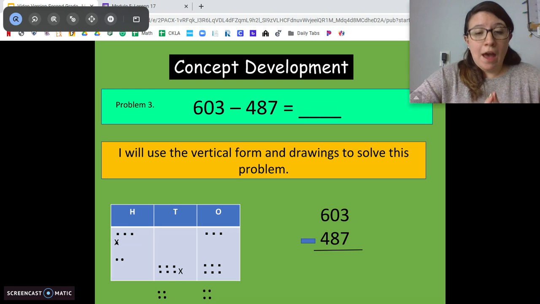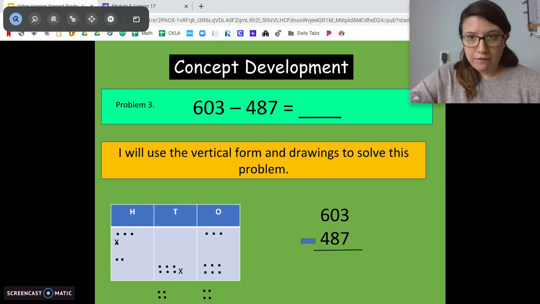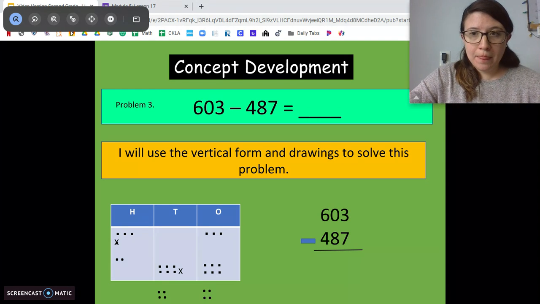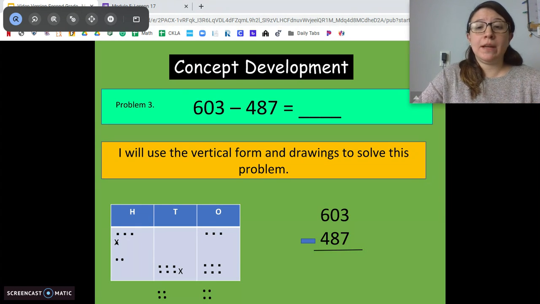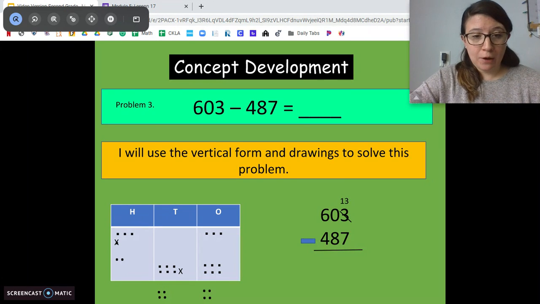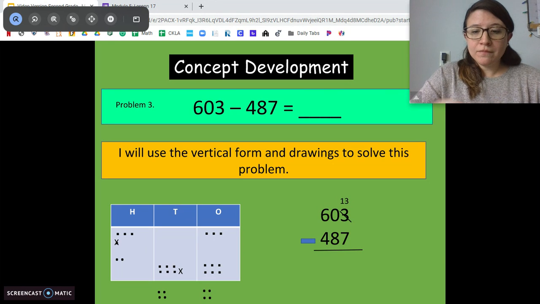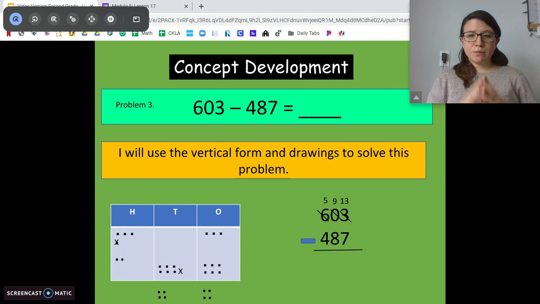Now, how many 1s do I have? I have 13 1s. This one's a little bit different because we already had 3 1s. So I have 13 1s now. How many 10s do I have? Perfect. And then how many hundreds do I have? Good. Now we can subtract.